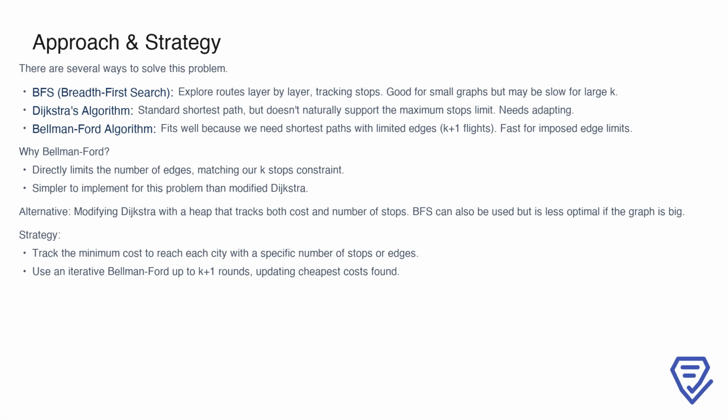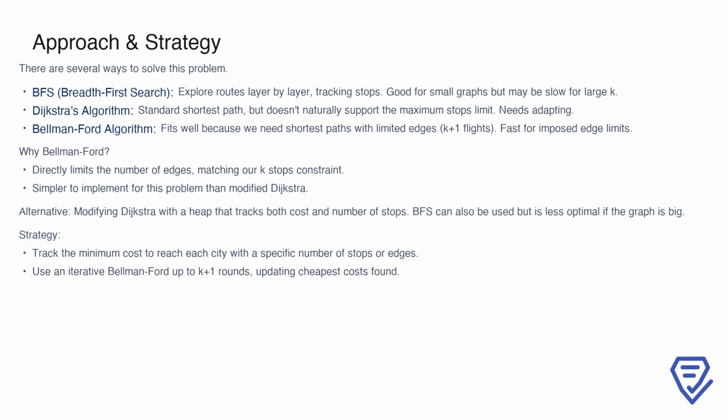Now let's consider how to solve LeetCode Problem number 787 efficiently. The key challenge is combining finding the shortest cost with a maximum stop constraint. A typical shortest path search like Dijkstra focuses on minimum cost but does not directly address the maximum number of stops. Breadth-first search can track stops naturally but can be inefficient for large graphs. Bellman-Ford stands out because it naturally fits problems where we look for shortest paths with a limited number of edges taken, which matches our stop limit.